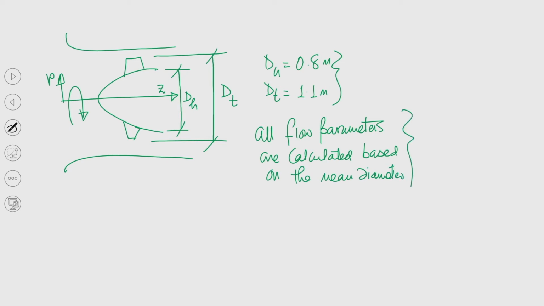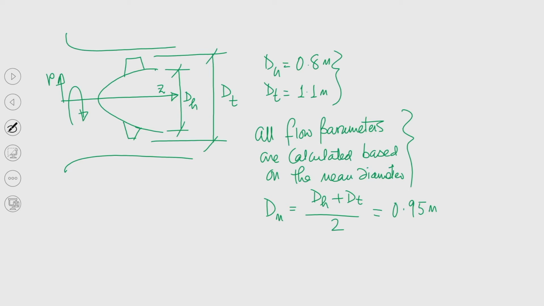So, you may have a confusion that should we calculate all flow parameters based on the half diameter or should we calculate all flow parameters based on the tip diameter. It is not that; we need to calculate all the flow parameters based on the mean diameter, that is dm, that is dH plus dt by 2. So, for this particular case dH plus dt by 2 would be equal to 0.95 meter, right.